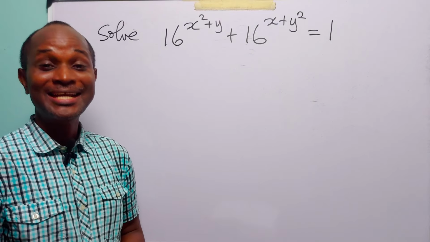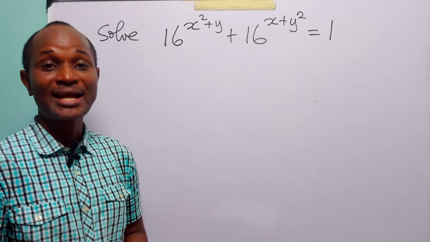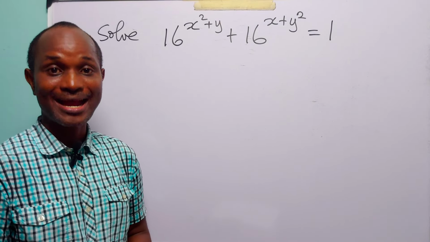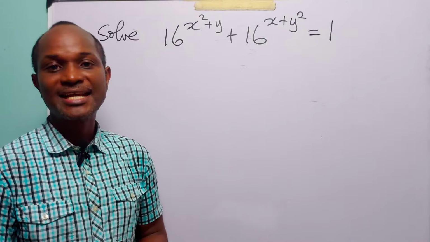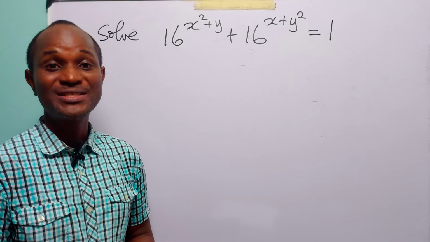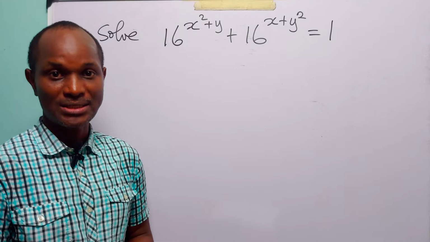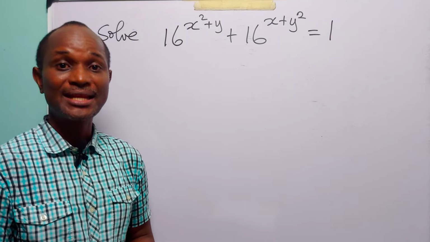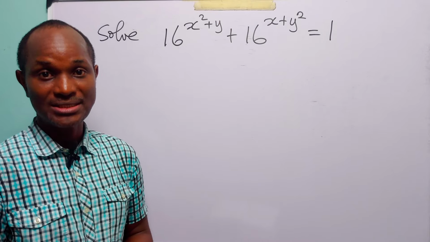Hello and welcome. In this math tutorial, our task is to find all the real values of x and y that satisfy this exponential equation. To solve this problem, we are going to use the AM-GM inequality. That is the arithmetic mean, geometric mean inequality.